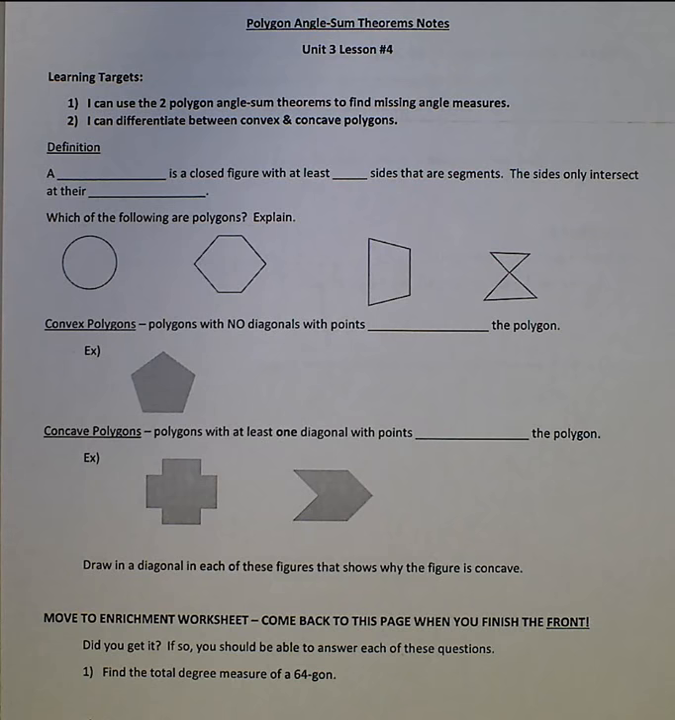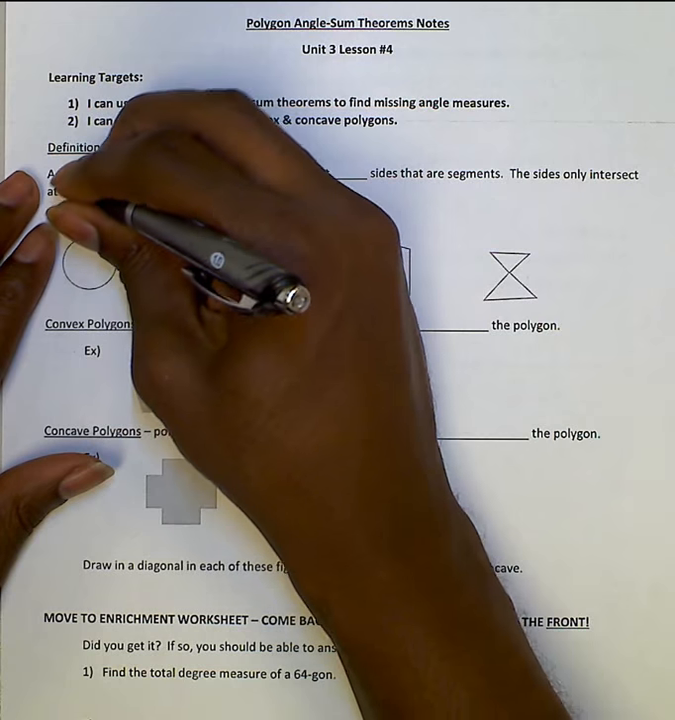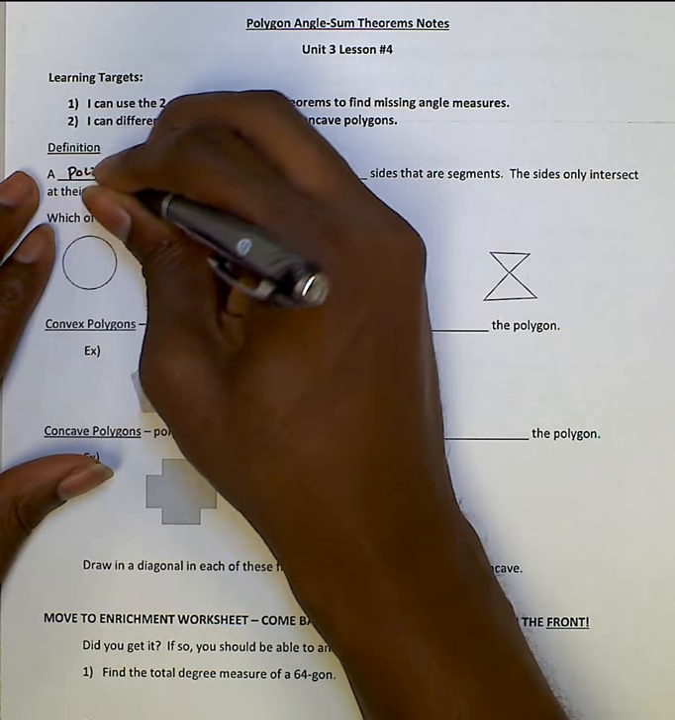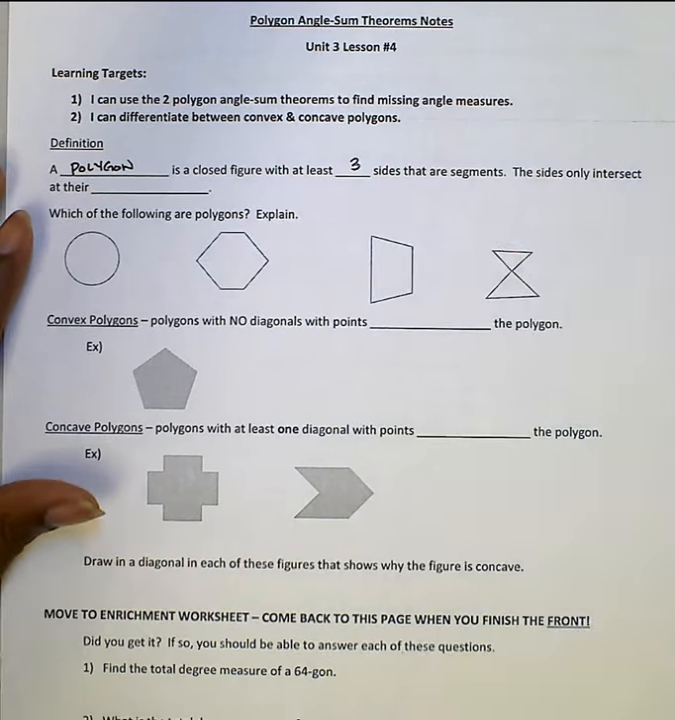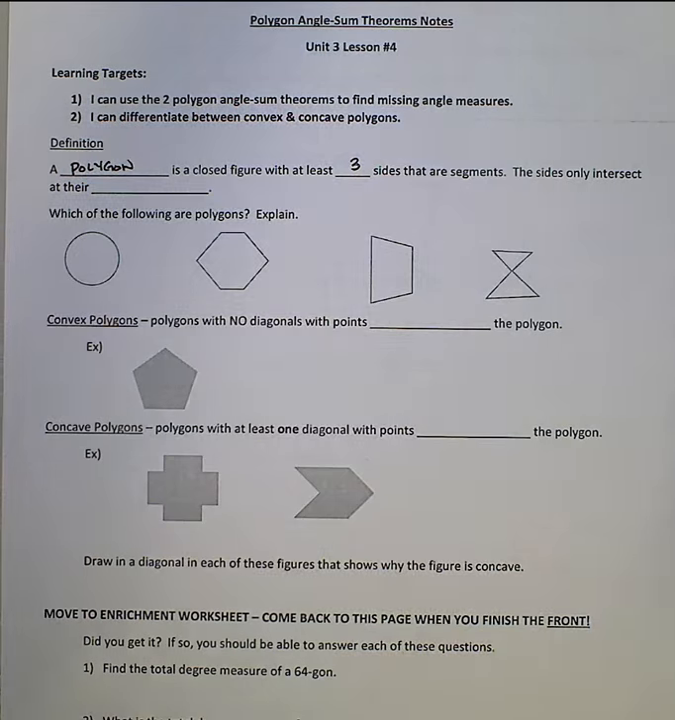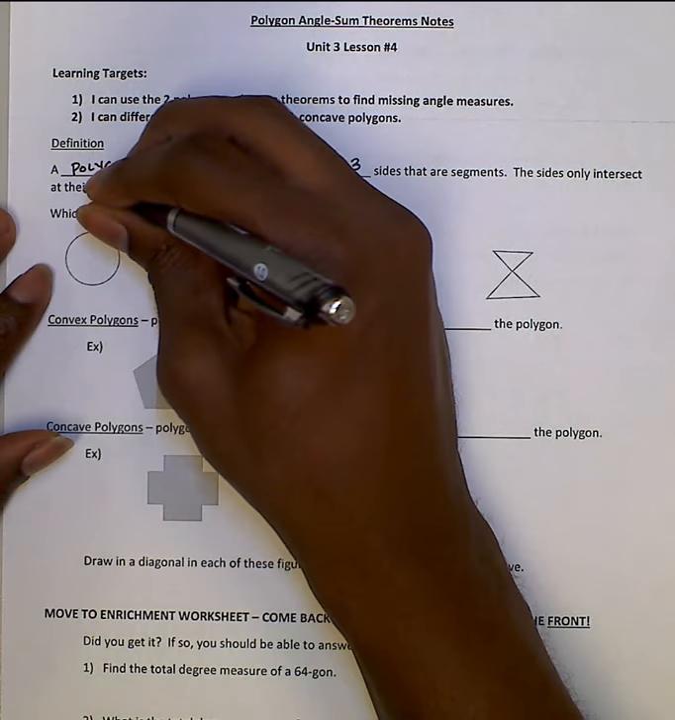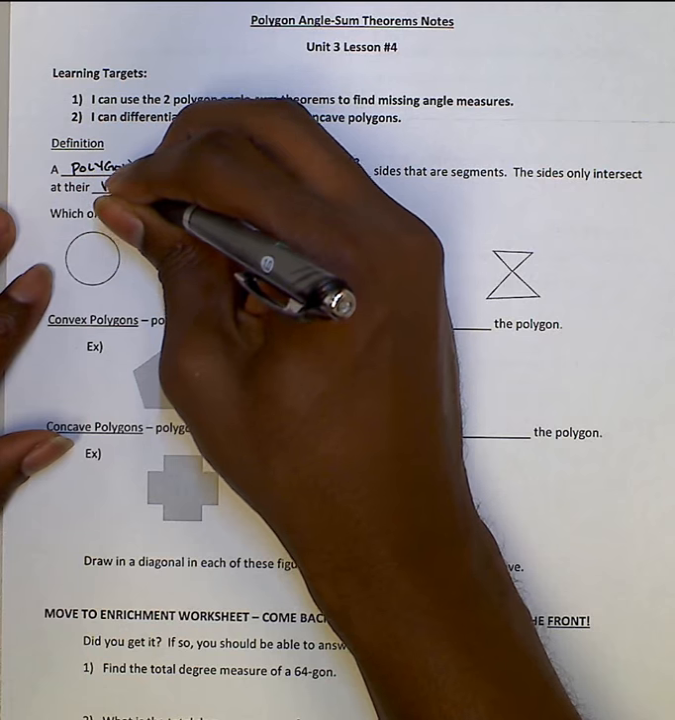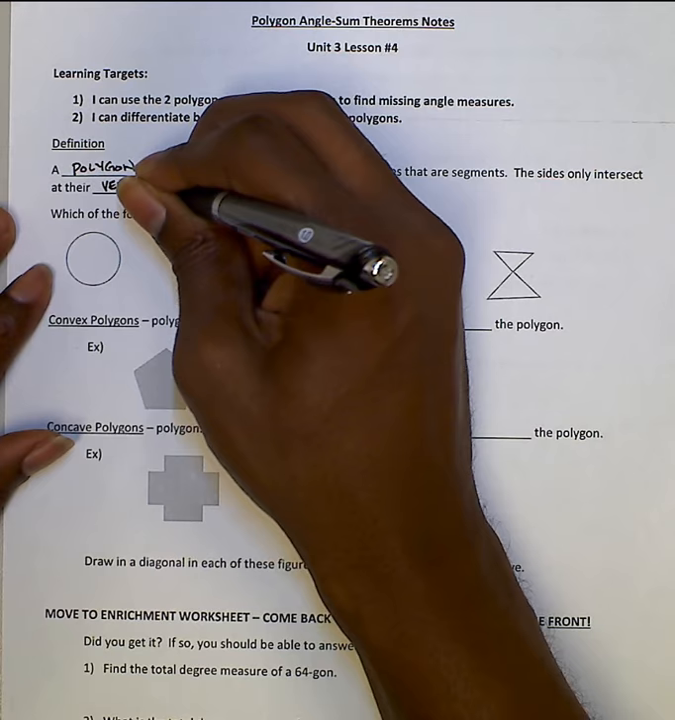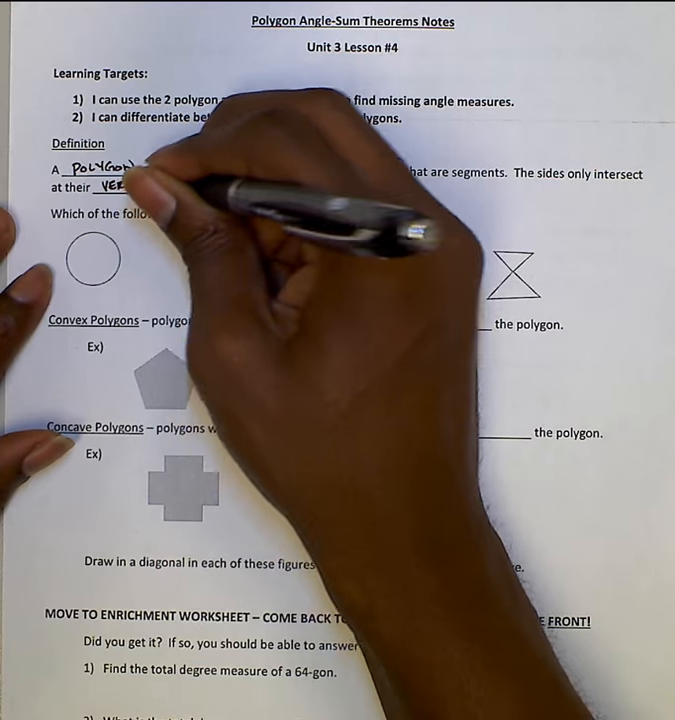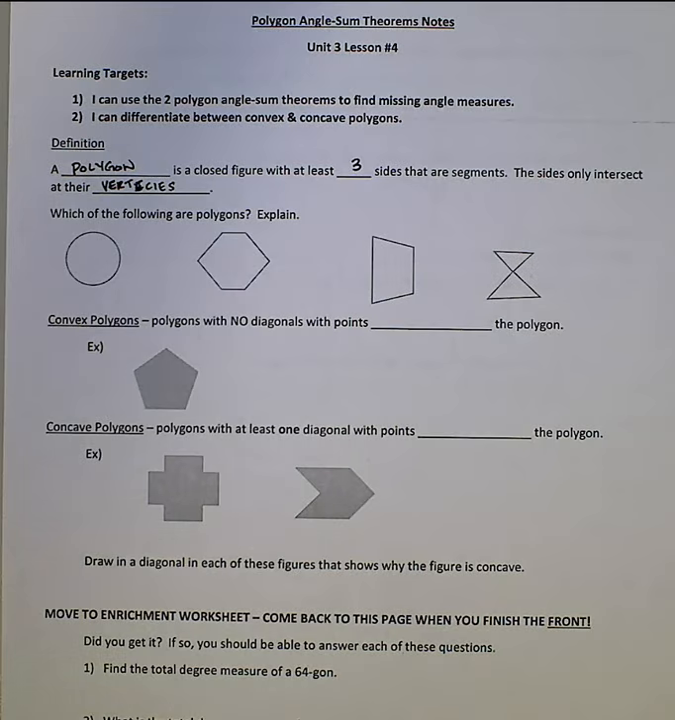Alright, let's start with the definition. A polygon is a closed figure with at least three sides that are segments. The sides only intersect at their vertices. Alright, so now looking at these four figures, which ones are polygons?